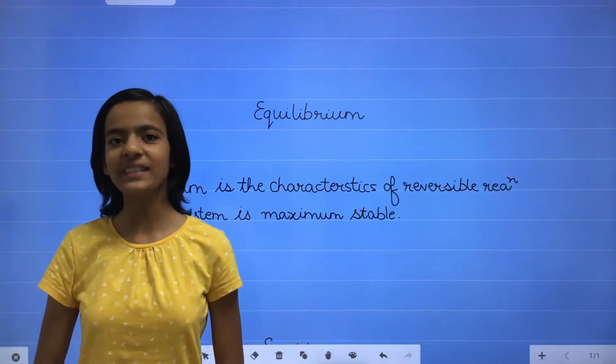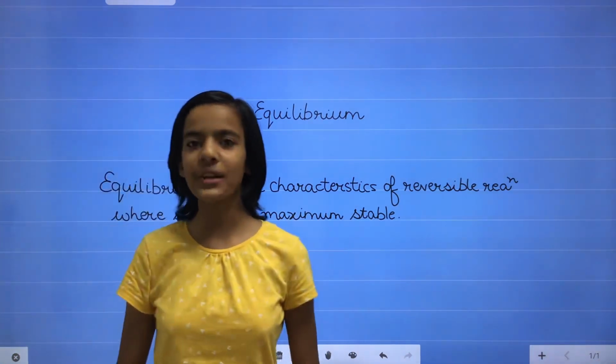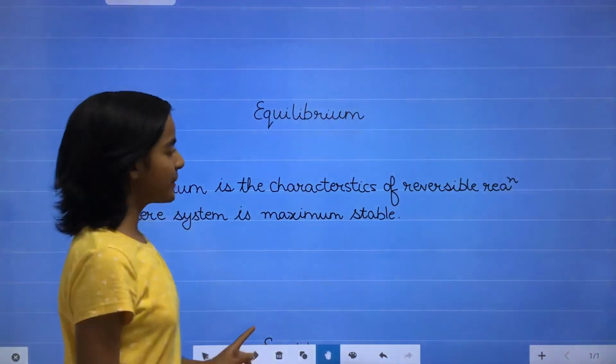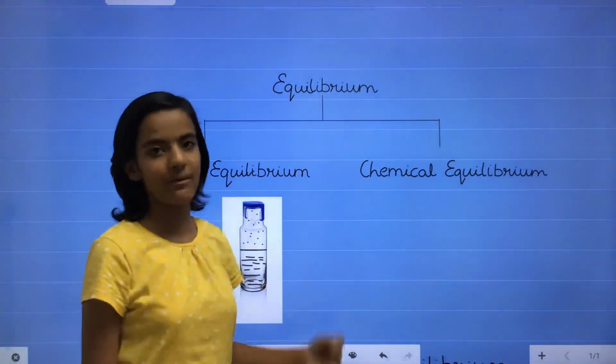In this video, we will discuss equilibrium. So what is equilibrium? Equilibrium is a characteristic of a reversible reaction where the system is maximum stable. And to study the equilibrium, we divide it into two parts. One is physical equilibrium and the other is chemical equilibrium.